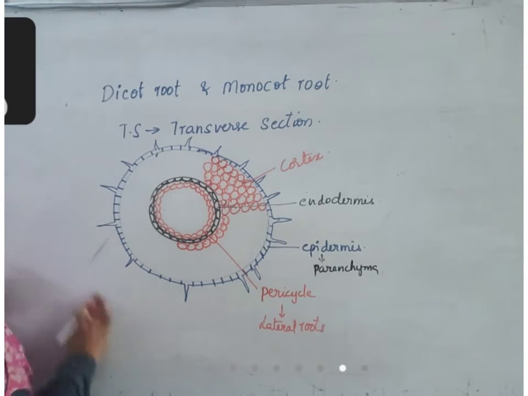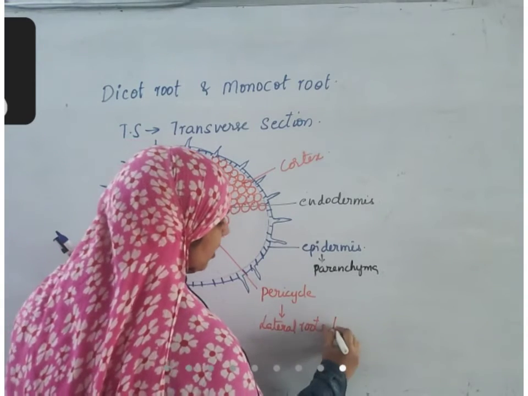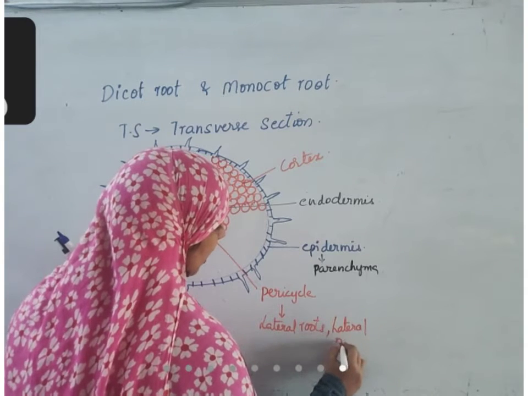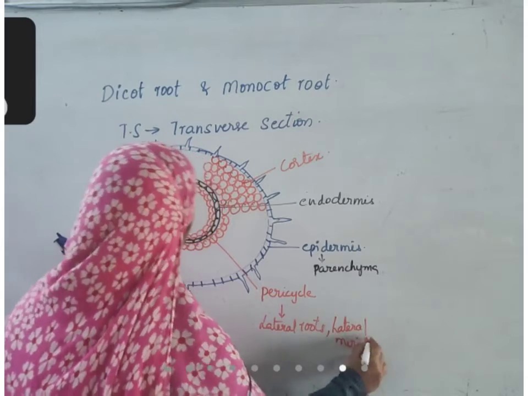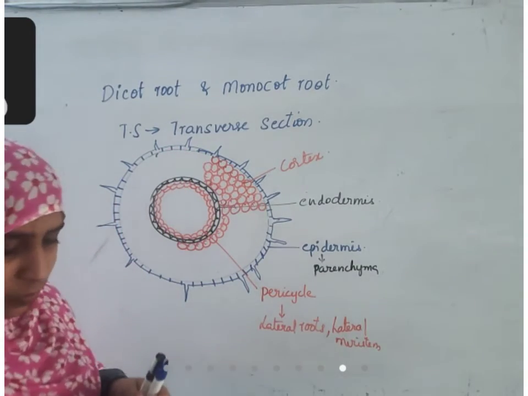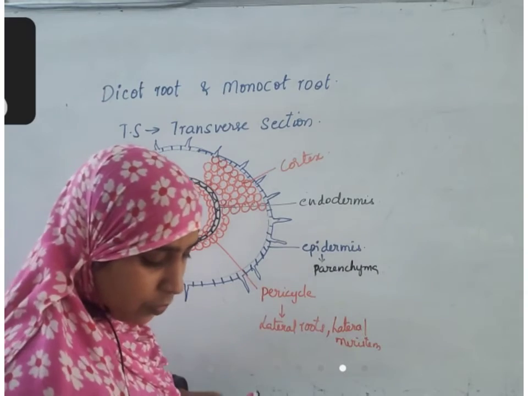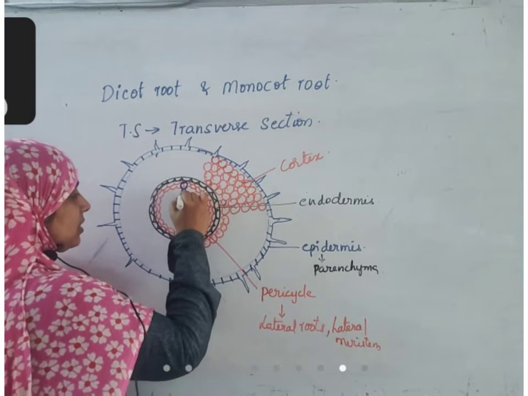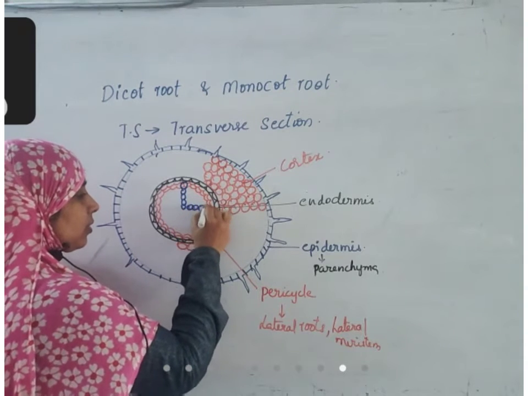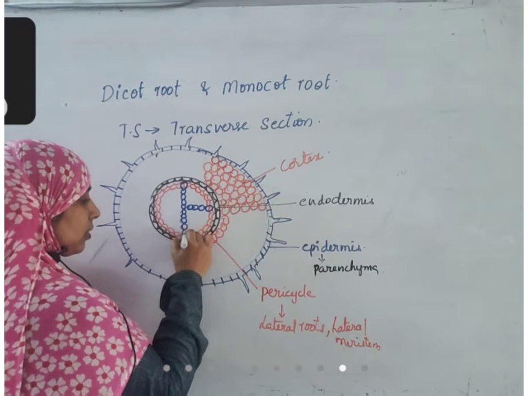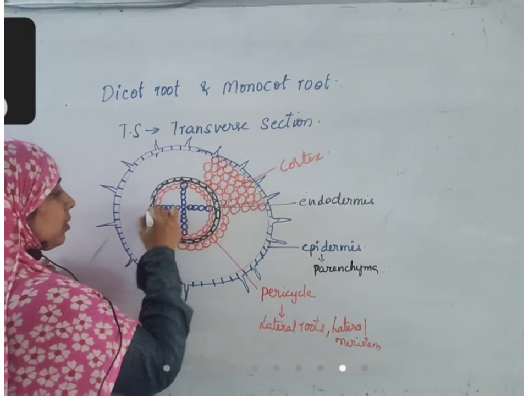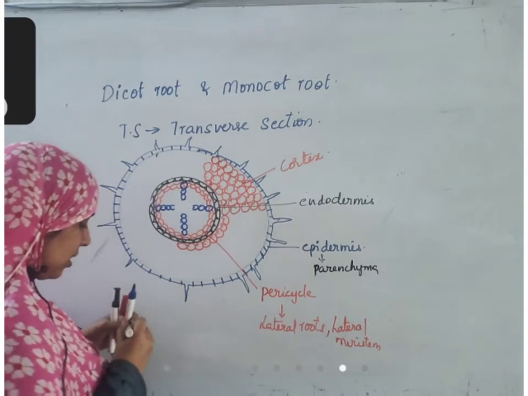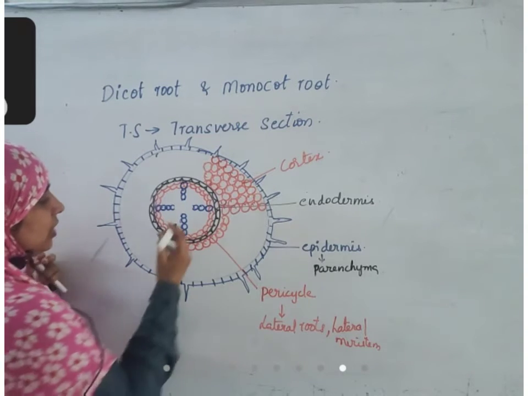And here only the lateral meristem is also present, in the form of cambium. Lateral meristem is present in these layers only. Here we have xylem and phloem. This is phloem. This is phloem tissue. In between there is space. And this one is xylem. Here these cells are xylem.